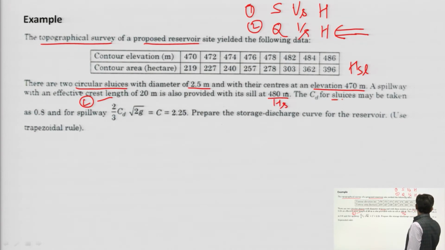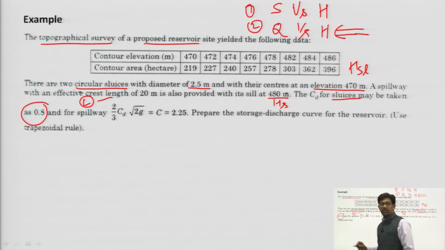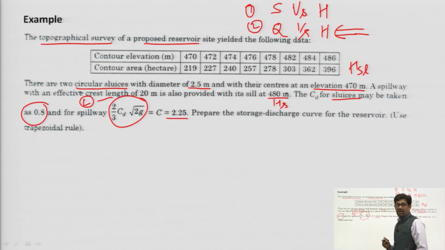The CD for sluice may be taken as 0.8, for sluice it is given as 0.8, and for spillway this entire value is given as 2.25.